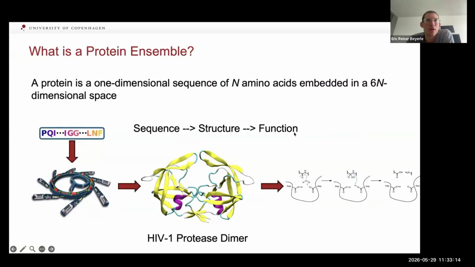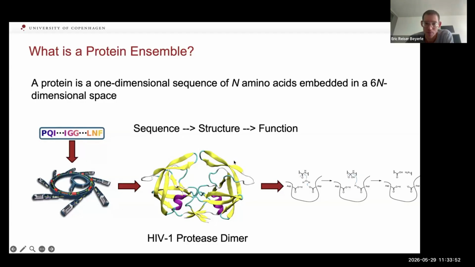First, maybe I should talk about what a protein ensemble is, for people who don't do lots of MD simulations of proteins like I do. A protein is a one-dimensional sequence of n amino acids embedded in a 6n-dimensional space. There's some sequence of a protein, people express it in bacteria or something, and then you can throw it into a synchrotron and get out an X-ray crystallography structure. So you get one structure.